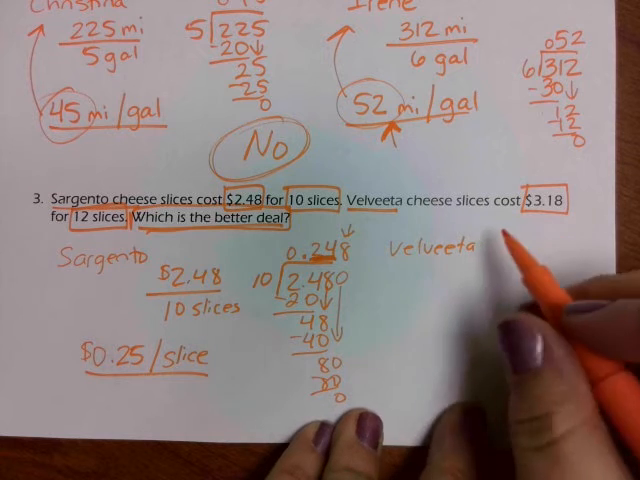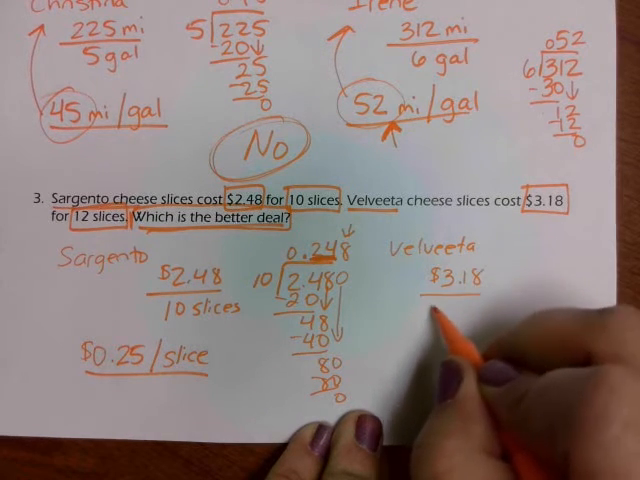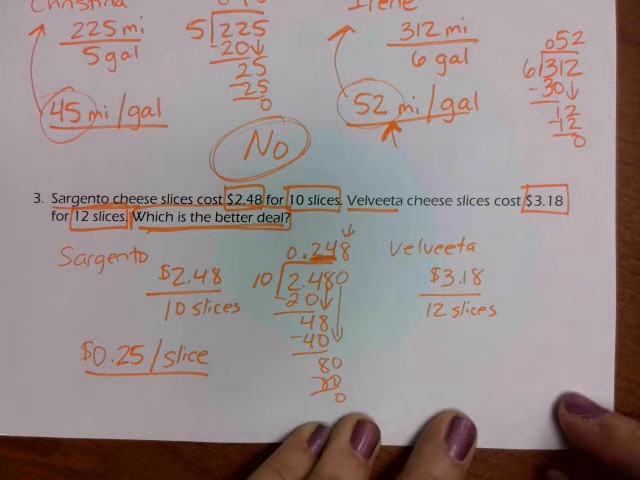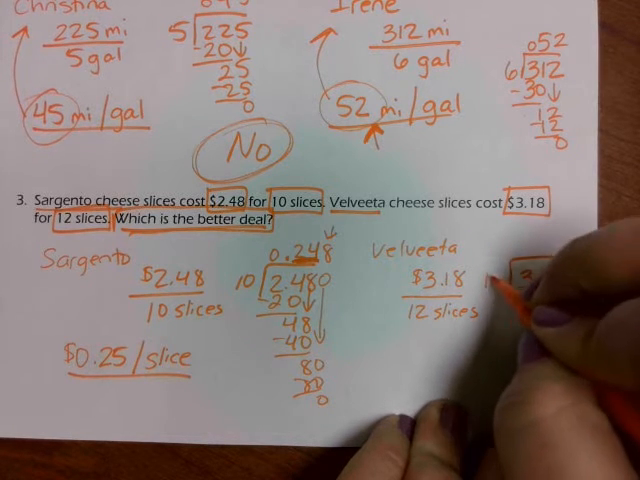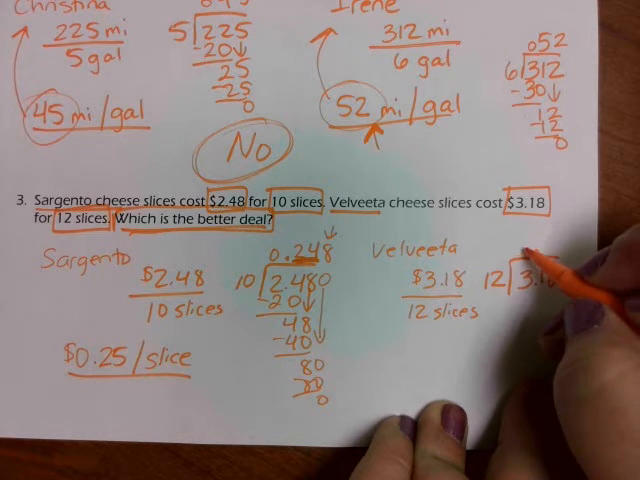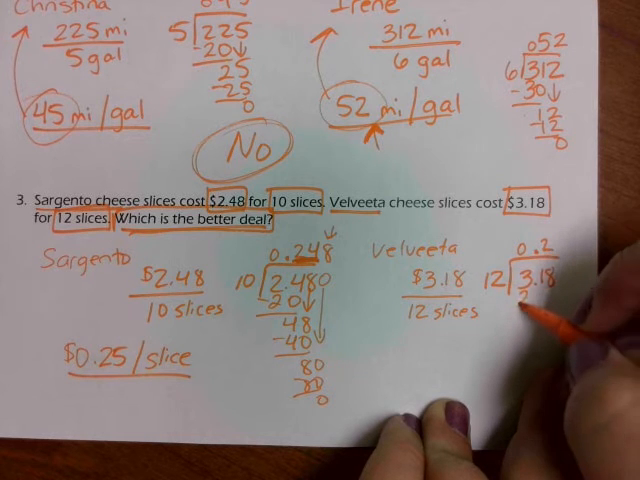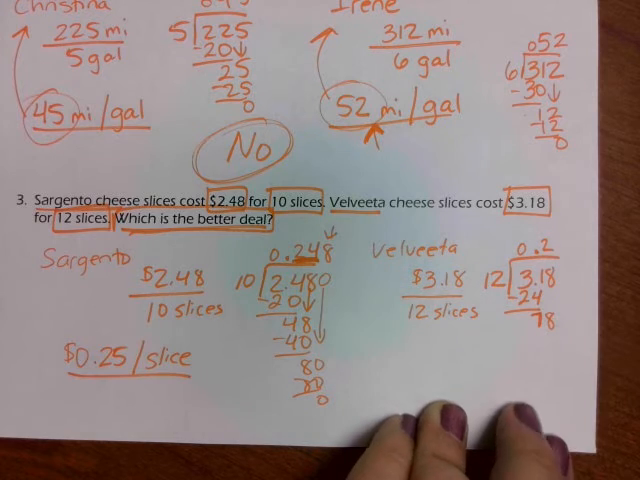And the last one for Velveeta, it cost $3.18 for 12 slices. And we want to know that unit rate, so we're going to take that $3.18 and divide it by 12. Drag the decimal up. 12 cannot go into 3. 12 can go into 31 twice, which is 24. Subtract. If I add up to 31, I'm going to get 7. Then I can bring down my 8.